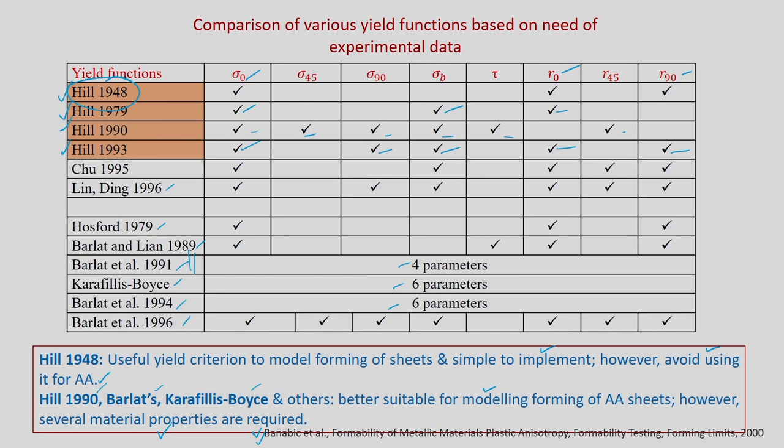Suppose you want to model the tube forming of aluminum alloy, then use one of the bottom ones, 1990, Barlat's or something, but then there could be several material parameters you have to characterize. It is generally written to avoid Hill 1948 there. But if it is a steel tube and you want to study its bending behavior, or a sheet whose deep drawing or any stamping behavior you want to study, Hill 1948 would be more than sufficient because the properties can be easily calculated. So this is what we can discuss about the anisotropic yield function. We have seen 4 important yield functions, predominantly Hill 1948, and for Hill 1948 we also rewrote that equation in a few different forms.